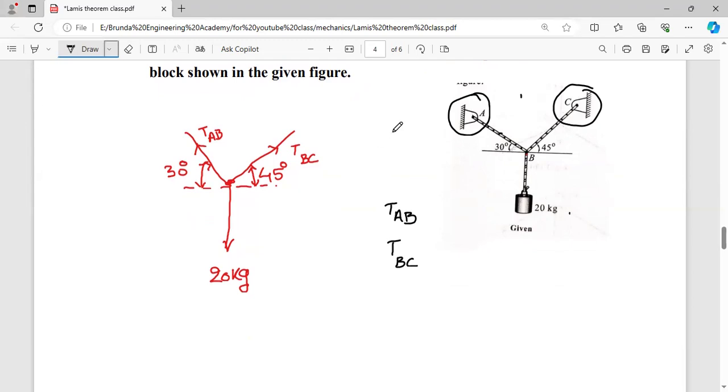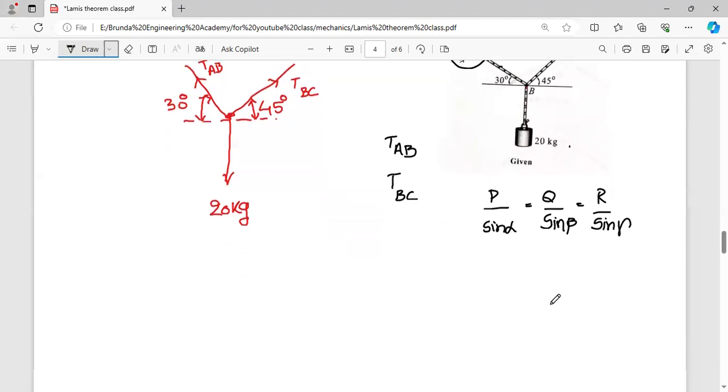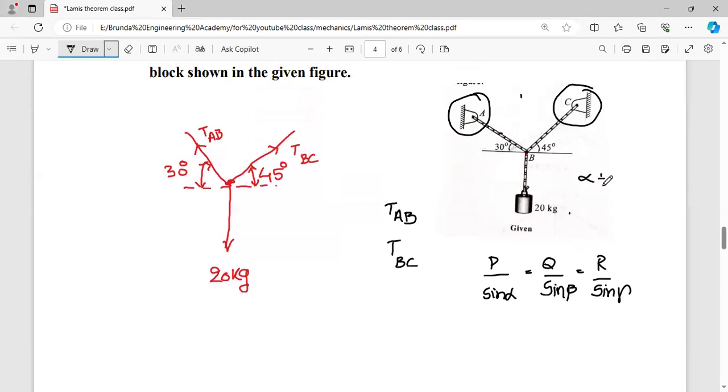Okay. So for that purpose, we know we have to apply the Lami's theorem. What is the formula? P by sine alpha equal to Q by sine beta equal to R by sine gamma. So here for your easy understanding, I can tell alpha plus beta plus gamma equal to 360 degrees. We have to get total value is 360 degrees. So please remember this condition.